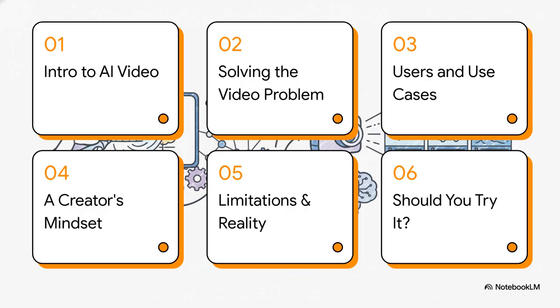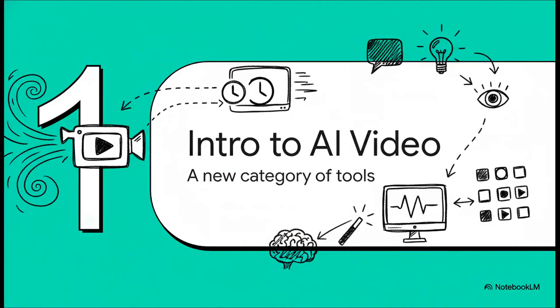So here's how we're going to break it down. First, we'll get a feel for the whole AI video landscape. Then, we'll look at the specific problem a tool like this is meant to solve. We'll cover who's using it and what they're making, then get into the right mindset for using it. And of course, we have to talk about the limitations before we wrap up with the big question, should you give it a try? All right, first things first, let's get our bearings.